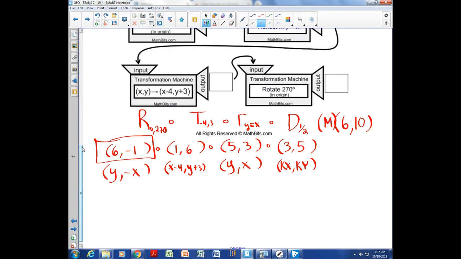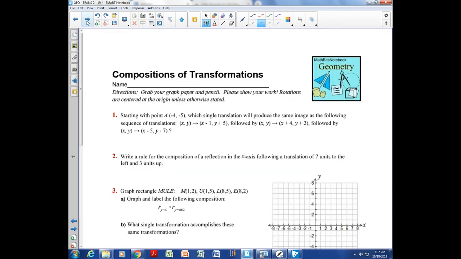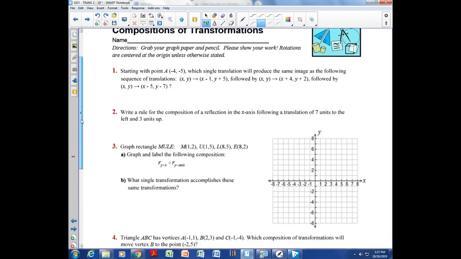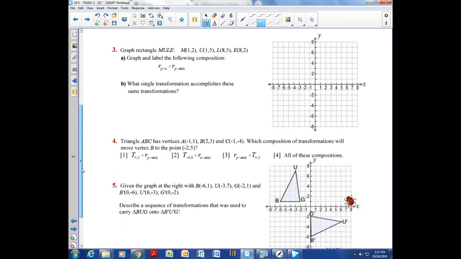Okay, let's take a look finally at some of the questions from the composition sheet, the compositions of transformations. I'm just going to take a couple of these that are a little bit trickier. Let's take a look at number 3. It says rectangle MULE, graph it, right? I'm going to graph it right here.